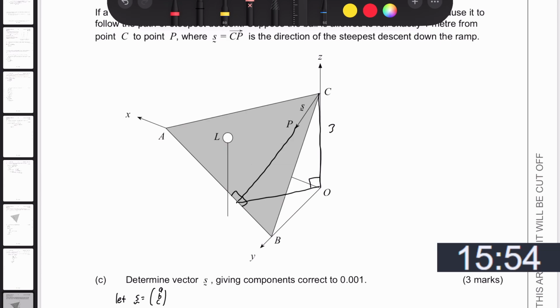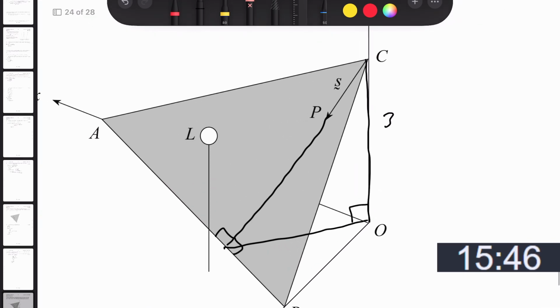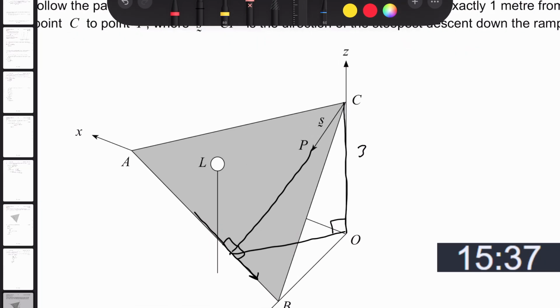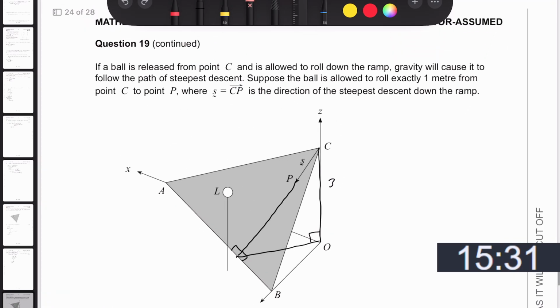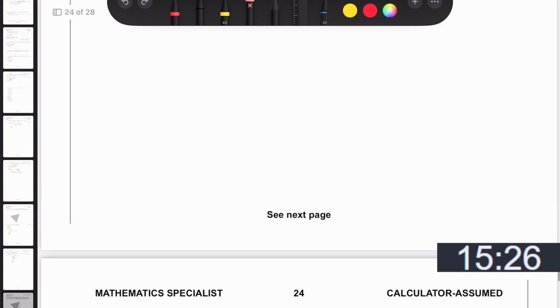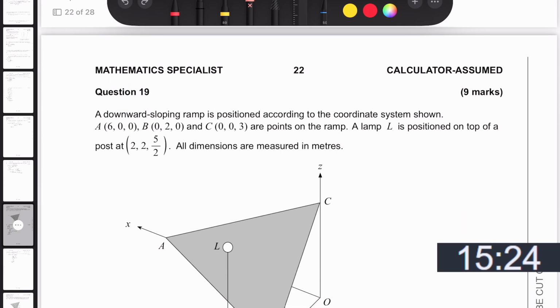I'm going to find the line A to B, and then I find a vector perpendicular to it. No, I don't think that'll work, because there'll be an infinite amount of vectors perpendicular. Okay, O to B is how much? O to B is 2.